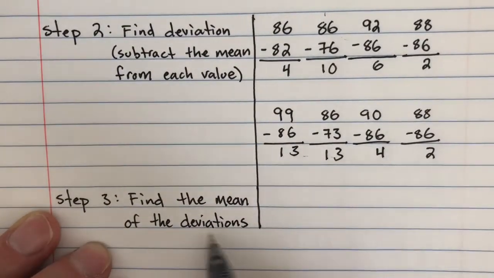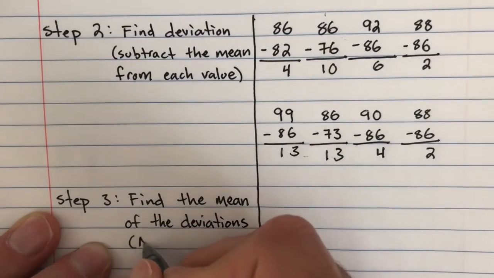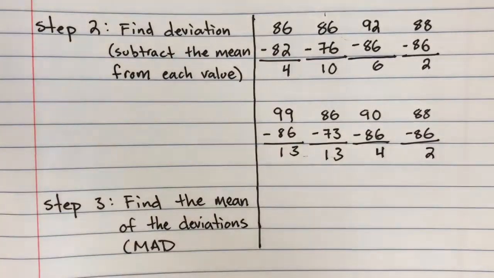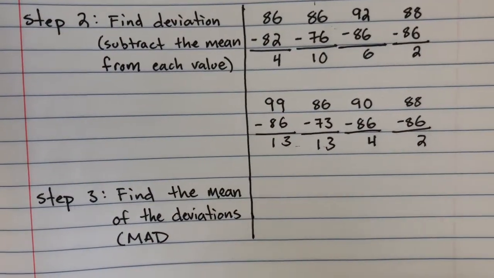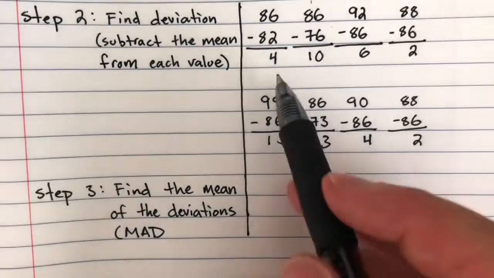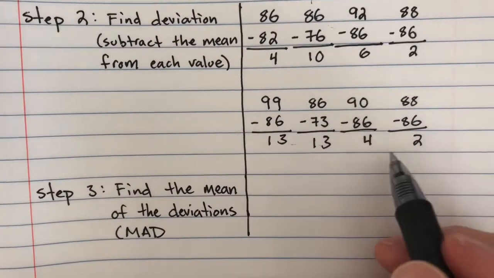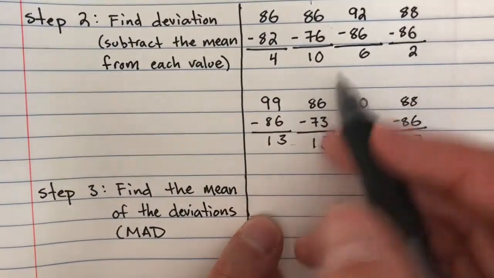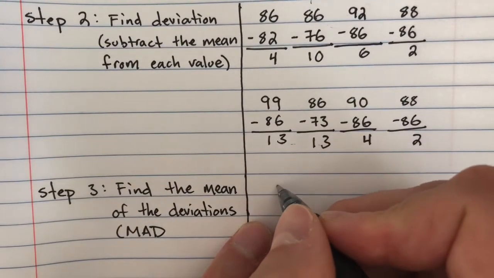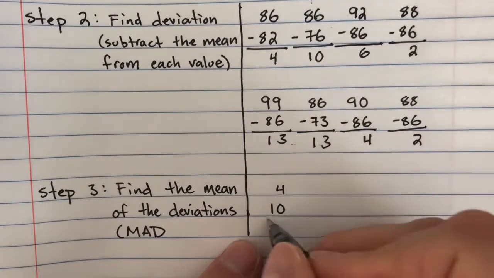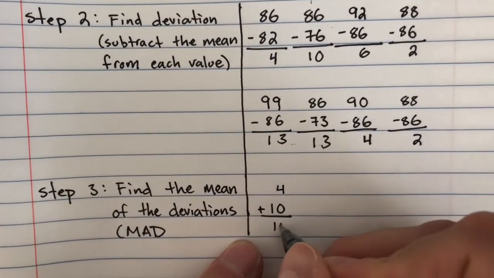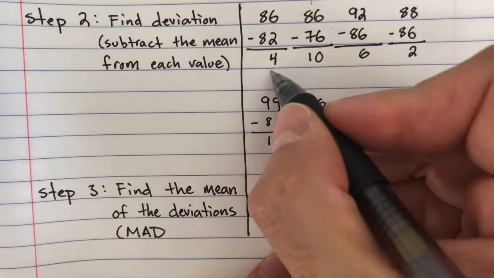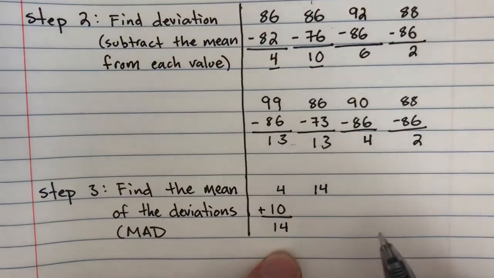So find the mean of the deviations. This is what we call the MAD, which is the mean absolute deviation. So I'm going to take all of these numbers here and I'm going to add them up and then divide by 8. So 4 plus 10 is 14. I'm going to put a little underline here so I know which ones I've done.